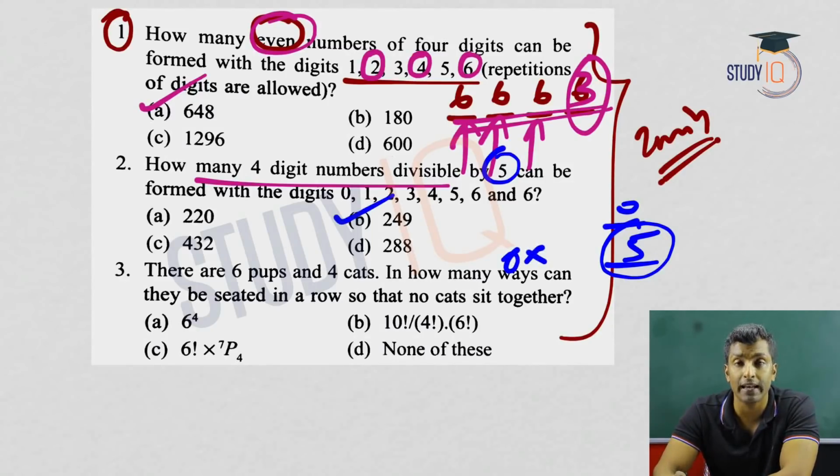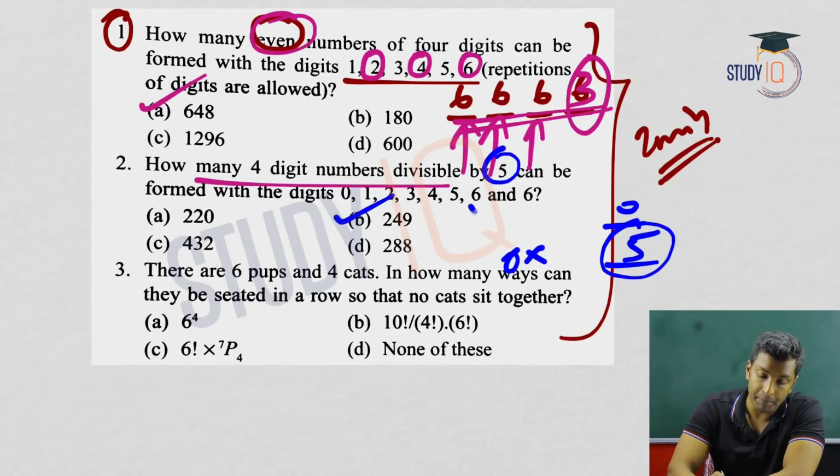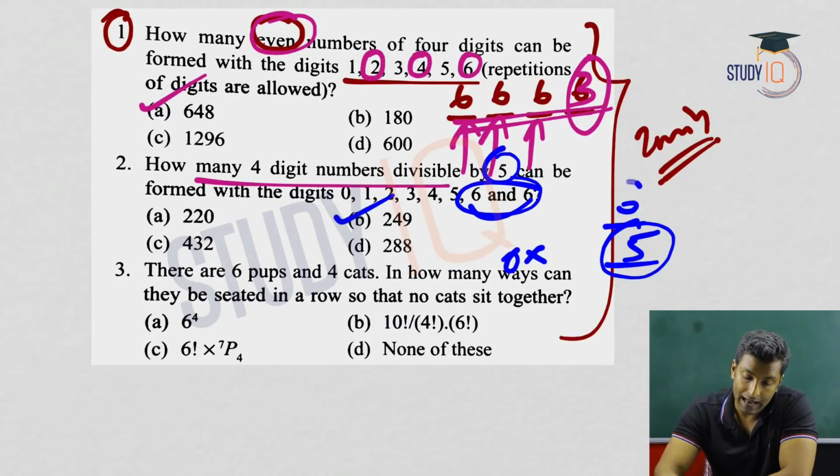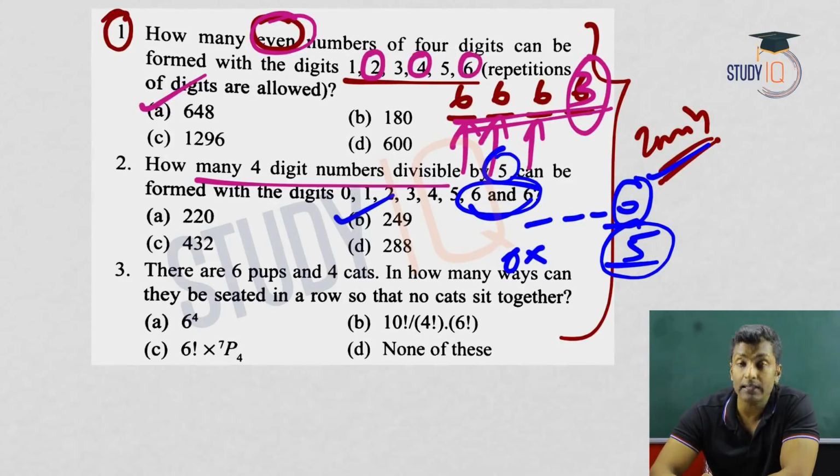That possibility you should take care of. You should also take care of these two 6s coming. So when the last digit is 0, there is a possibility that in the rest of the 3, two 6s will come. So you need to take care of that possibility. If the last digit is 5, there also there is a possibility of two 6s, you have to take care of that.